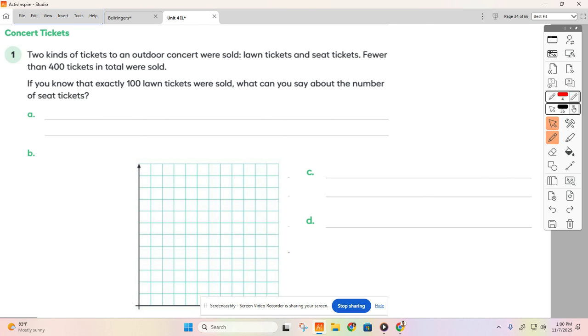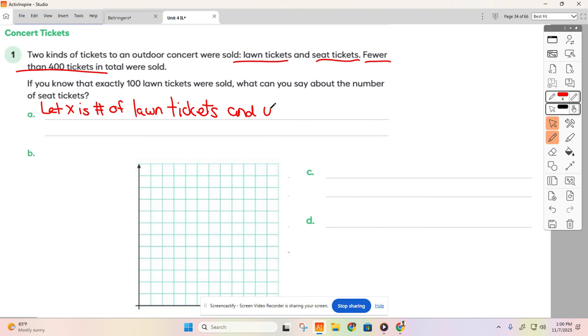There are two kinds of tickets to an outdoor concert that are sold. One of them is for lawn tickets, the other one is seat tickets. Fewer than 400 tickets were sold. My first part says to define my variables and set up the inequality. So let's say X is the number of lawn tickets. So what do you think Y is going to be? Someone. What's Y going to be representing? The seat tickets, yeah. So Y is the number of seat tickets.